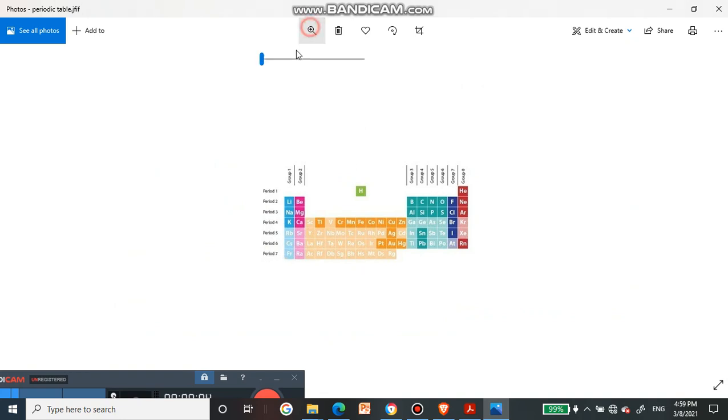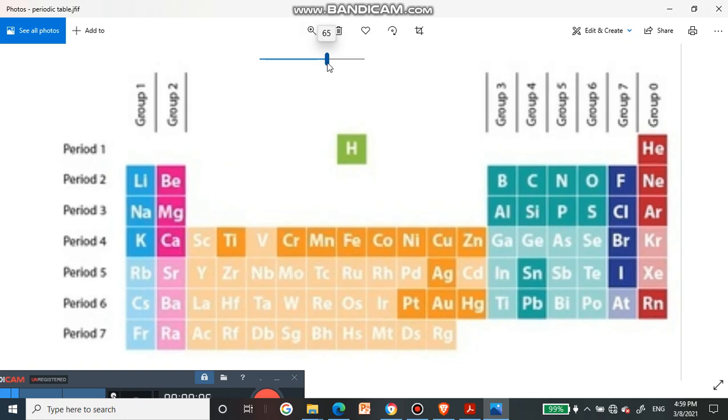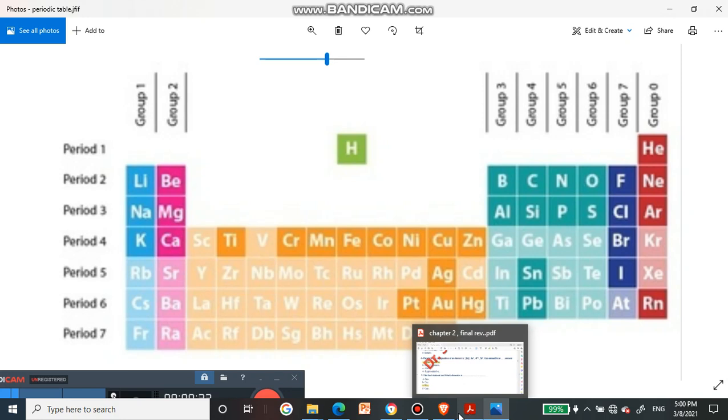Let's magnify it. We have periods 4 and 5 with the main transition elements, and the ones below, periods 6 and 7, are the inner transition elements. So here 4 and 5 are main transition elements, and 6 and 7 below are inner transition elements, or the f block below the table that contains the lanthanide and actinide series.